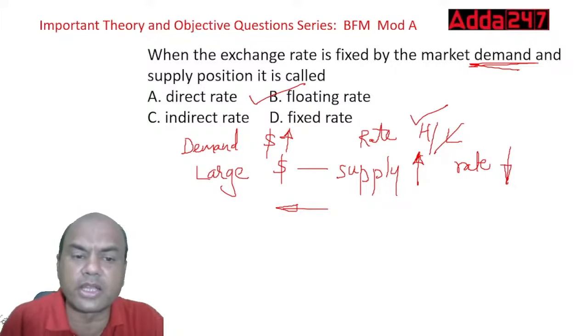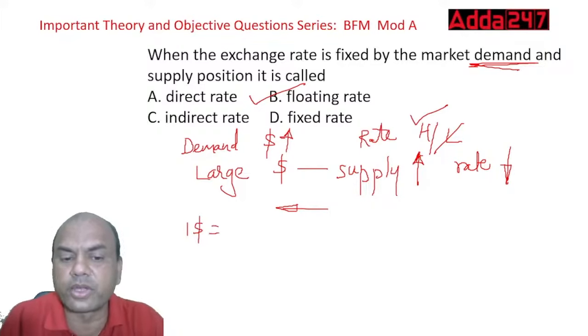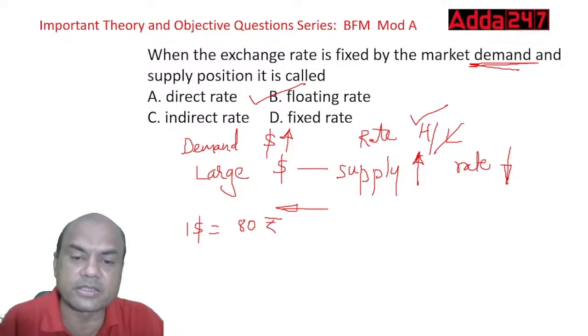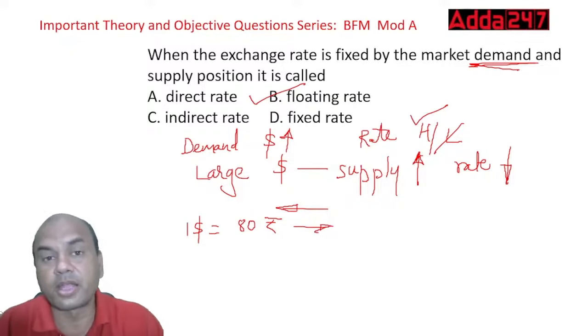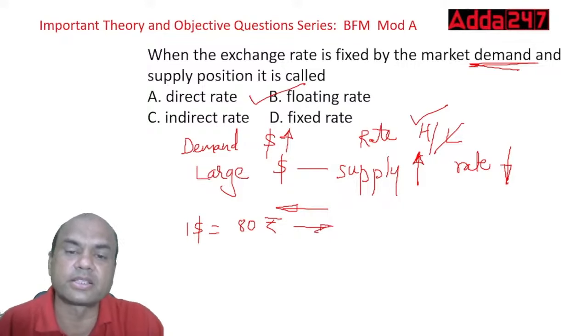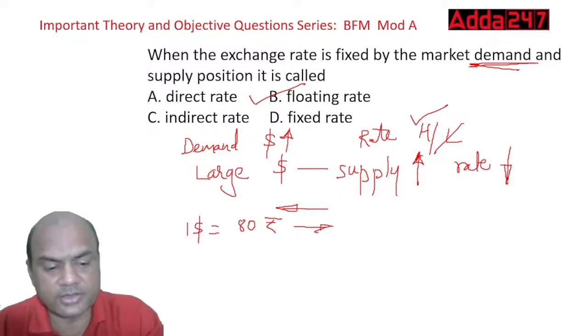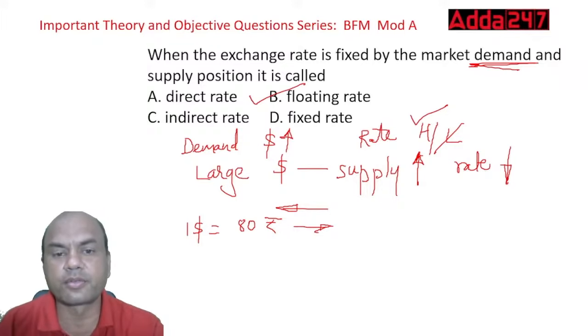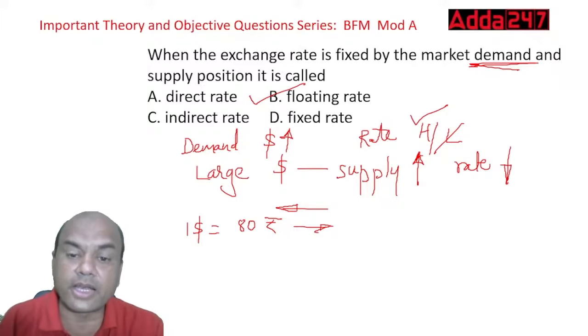What do we use in India? If I say $1 equals 80 rupees, is this a direct rate or an indirect rate? Type in the comment section. Give me the rate. Direct or indirect? It is called a direct rate.